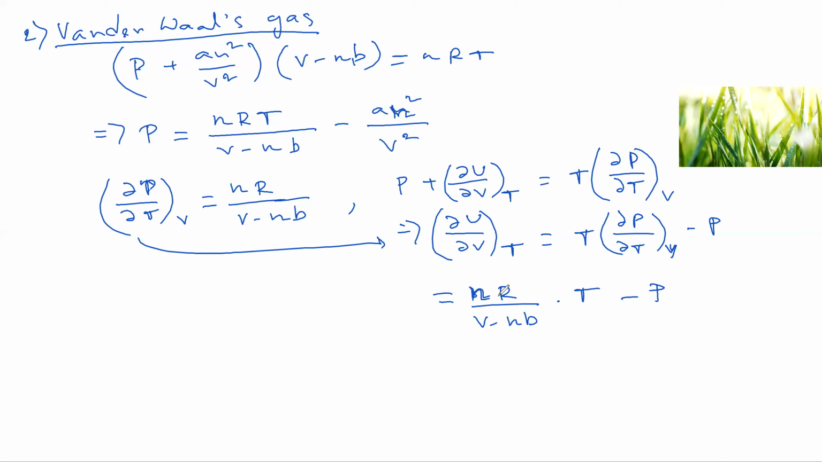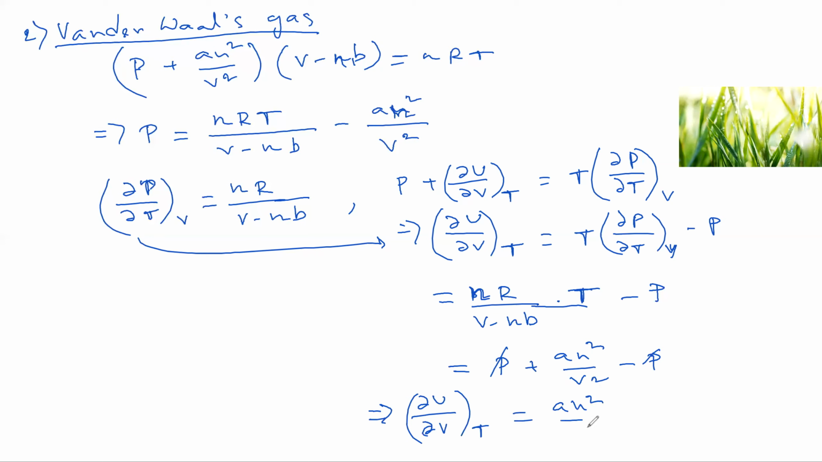Now what is this? nRT by (V minus nb) equals P plus an²/V². We can see it from the Van der Waals equation: nRT by (V minus nb) equals P plus an²/V². So I'm writing it here. Now P will cancel. So what is the value of (del U/del V) at constant T? This is equal to an²/V² for Van der Waals gas.